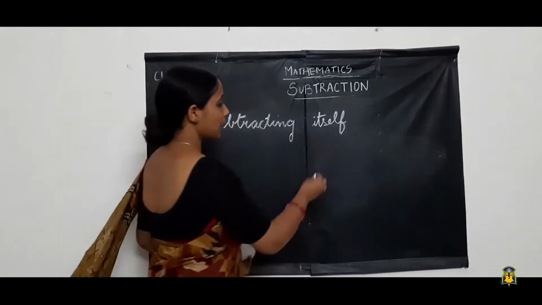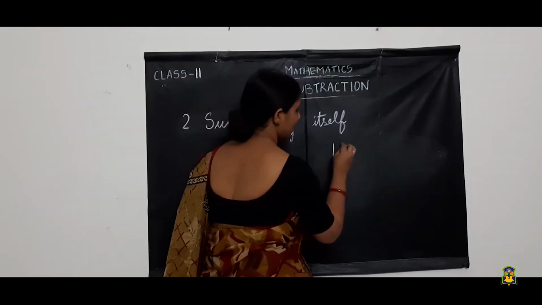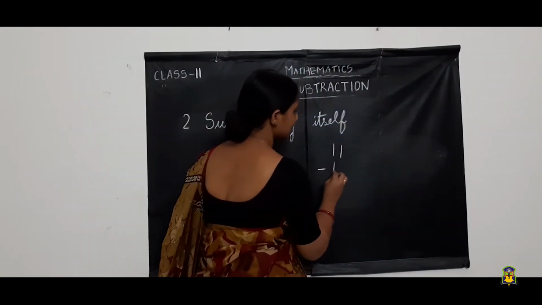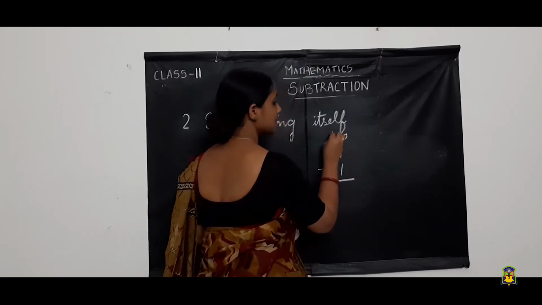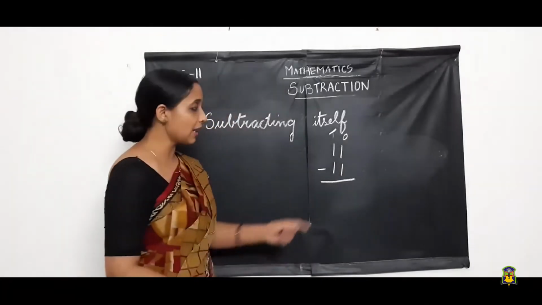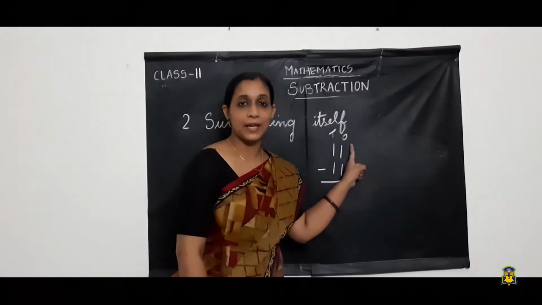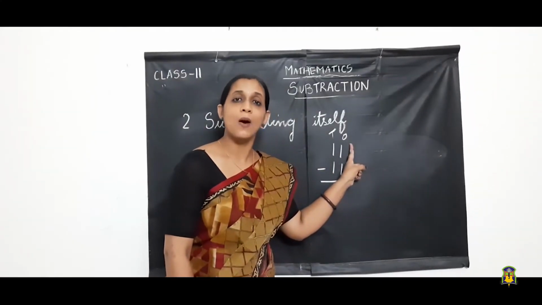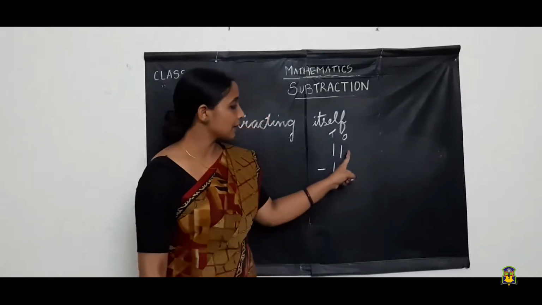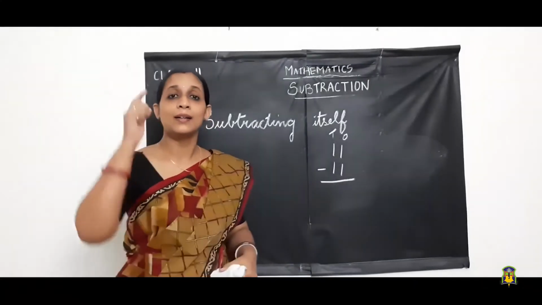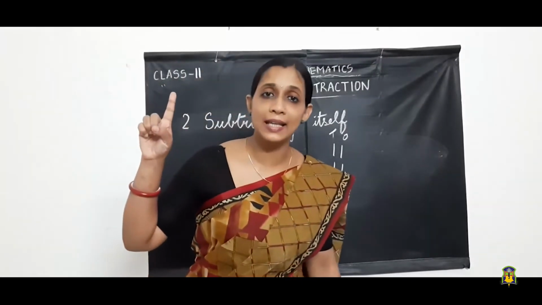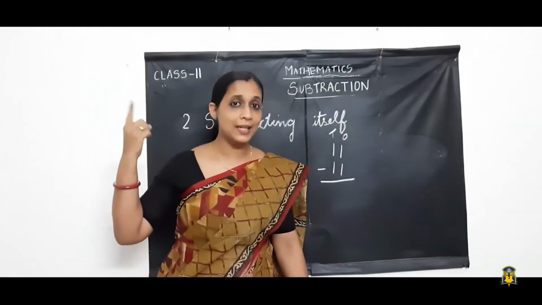Okay. For example, 11 minus 11. Ones place, tens place. First we are subtracting the digits in ones place. In ones place we have 1 and 1. 1 in mind, 1 in hand. Backward counting.